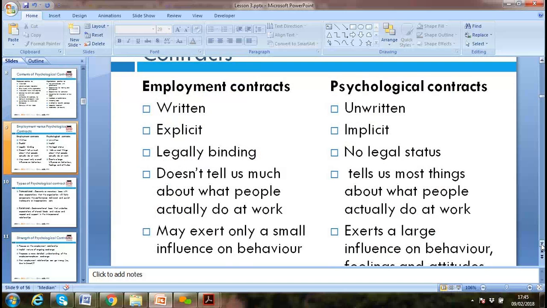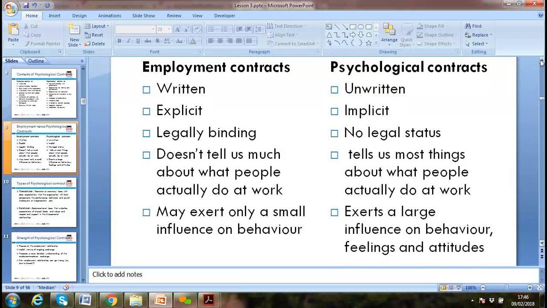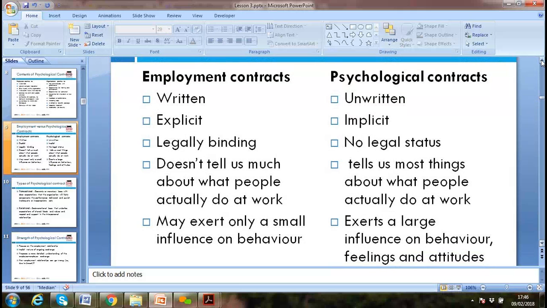Okay. Then an employment contract needs to be written. It is explicit and legally binding, but it does not tell us much about what people actually do at work, and has only a small influence on behavior. We need to look around, at the psychological contract, which is unwritten.